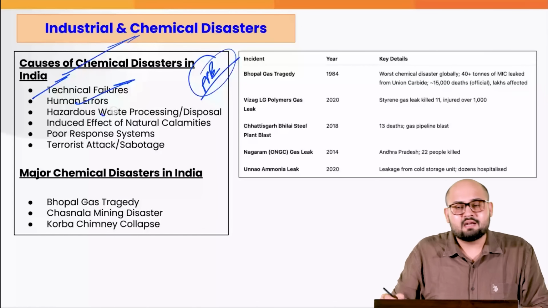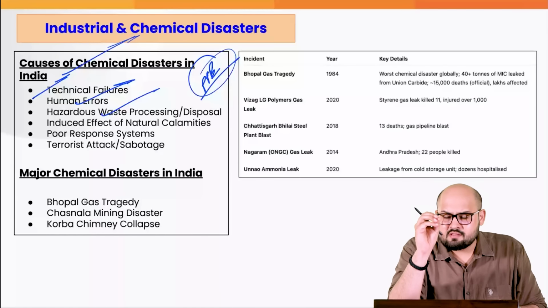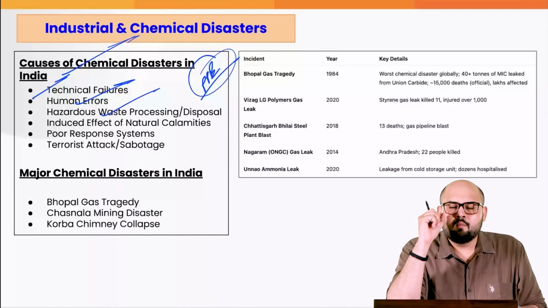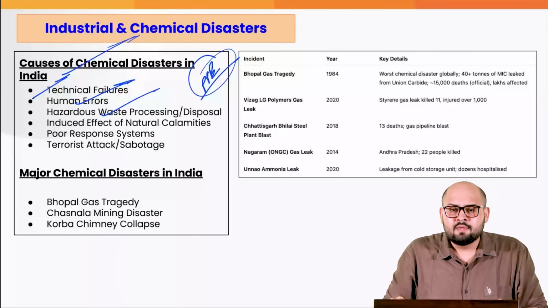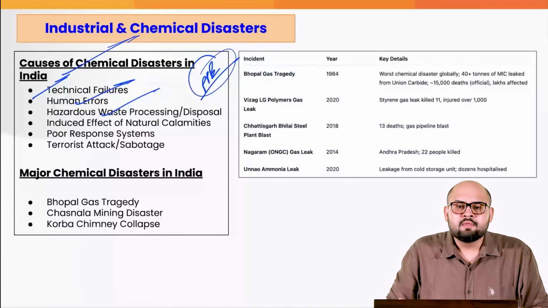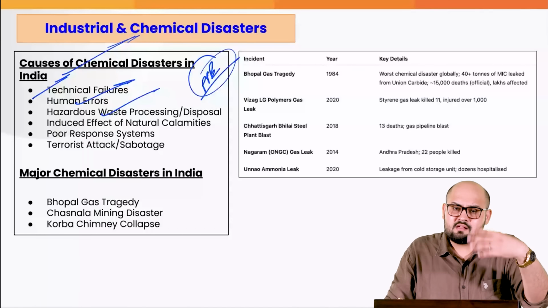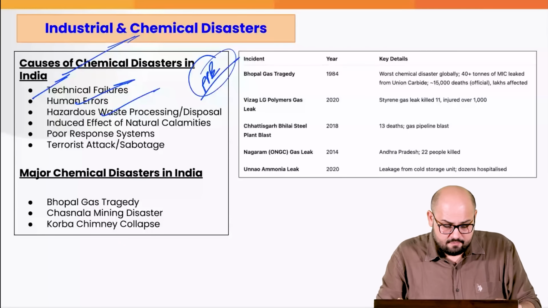Hazardous waste processing and disposal. Every industry basically has some form of waste. And in many cases, these wastes are hazardous. Once there is no proper management of this particular waste, it leads to the emission of these pollutants in the environment. And many a time, the people living in the vicinity, the people living in the adjoining areas, succumb to the poisons which are present in these hazardous wastes.